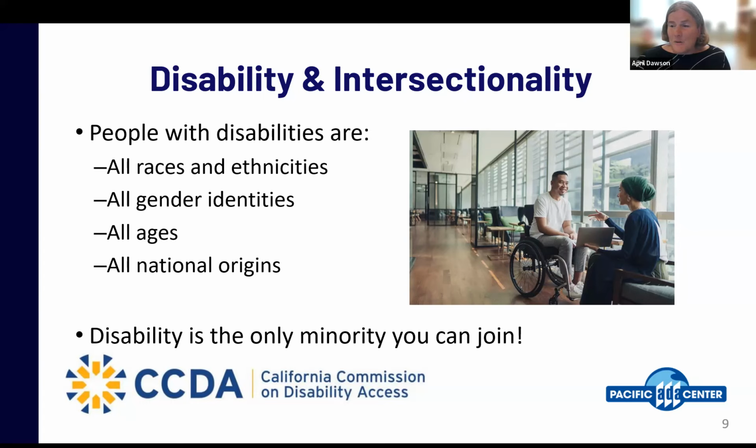So if you think about the work that you do in your community, if you're focused on racial justice or LGBTQI+ rights, or if you're a small business owner who wants to recruit a diverse population to work with you or to make sure you're serving them properly, just remember that even if you are not specifically targeting people with disabilities in your mission, you are serving people with disabilities. People with disabilities are your customers.